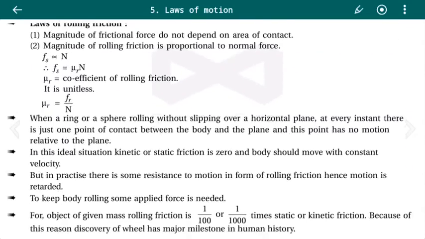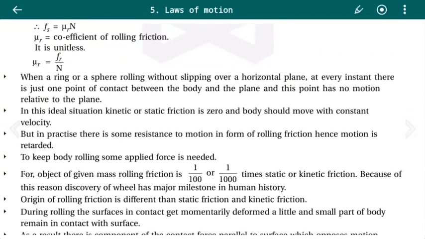When a ring or a sphere rolls without slipping over a horizontal plane, at every instant there is just one point of contact between the body and the plane, and this point has no motion relative to the plane. So when the object rolls, whether it is a sphere or a ring, only one point of the body comes in contact with the plane. In the ideal situation, kinetic or static friction is 0 and the body should move with constant velocity.